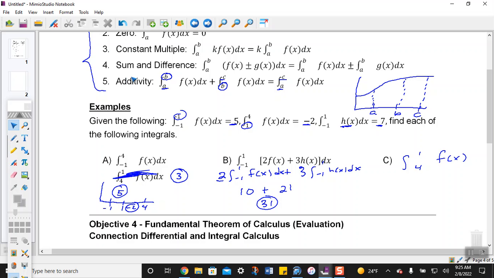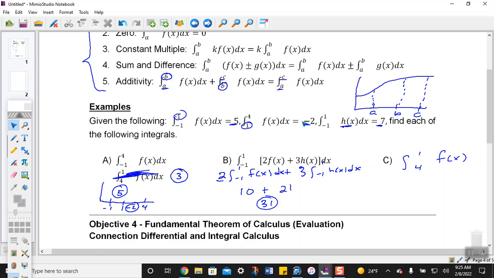I'll see how good we are on part C. We're doing the definite integral from 4 to 1 of f of x. Anybody have thoughts on that one? Well, it flips. Yep, so if you notice right here, we've got a definite integral of f of x that goes from 1 to 4, right?